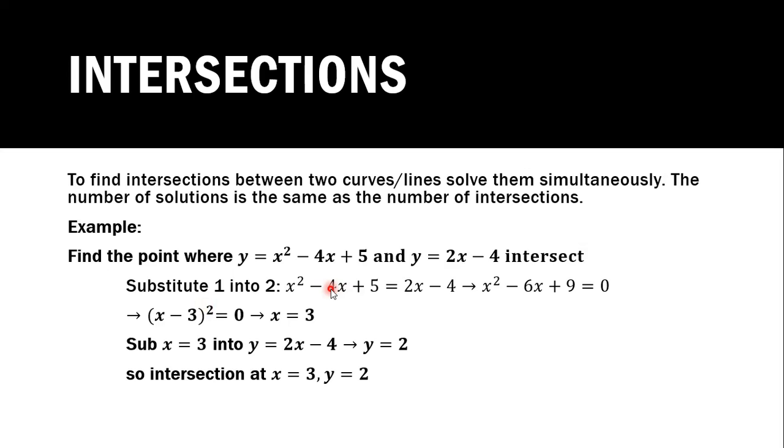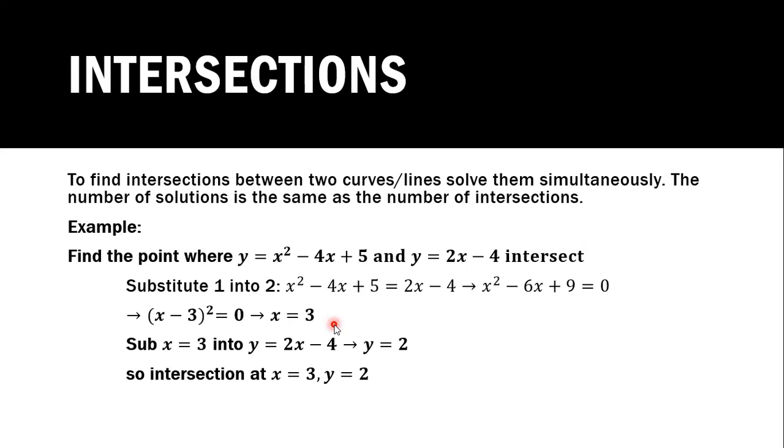So because we've got x equals 3 now, we can sub that into either equation. I've chosen the second one here because this is simpler, it's not quadratic. So y equals 2x minus 4. We're subbing in 3, and then you get y equals 2. 2 times 3 is 6, minus 4, 2. So the intersection is at the point x equals 3, y equals 2.